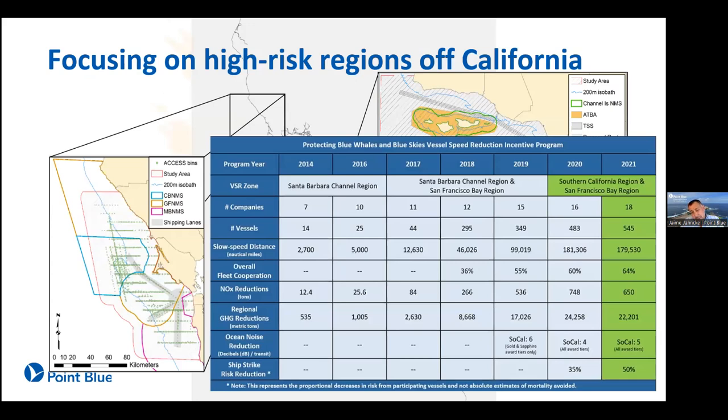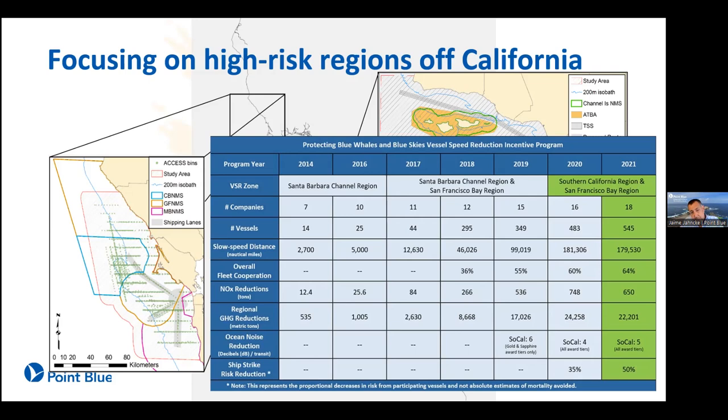Since 2014, NOAA has been working on a vessel speed reduction program where vessels are asked to slow down to about 10 knots when coming in and out of the San Francisco Bay, and when transiting around the Channel Islands going into the Long Beach, LA port. And we have been helping NOAA estimate the effectiveness of their slowdowns and to measure how many whales they are saving through those regulations.